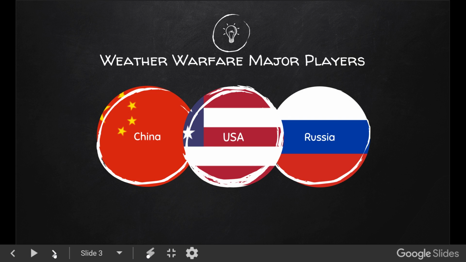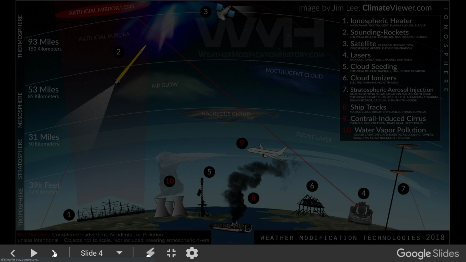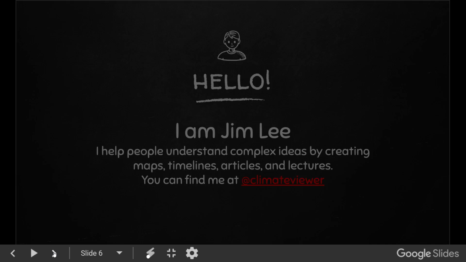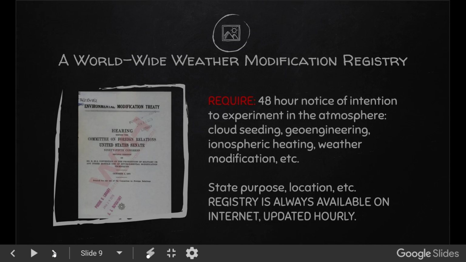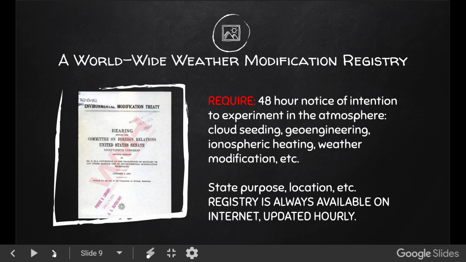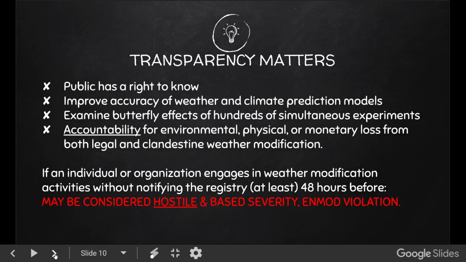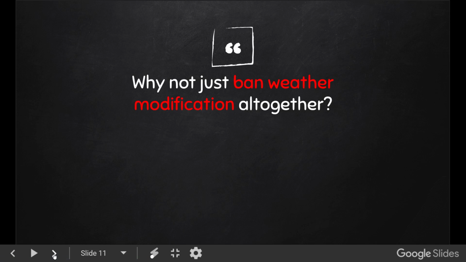Who are the major players? America, Russia, and China. They are the major players. And I show the technologies. I go through a whole lot of stuff in this. But transparency, to be hostile or not, we need to require people to tell an international registry before they modify the weather, because we're not going to get them to stop modifying the weather, but we need to know why you're doing it, where you're doing it, and all that, in case you end up hurting people. That way you can be sued in a court of law at the very least.